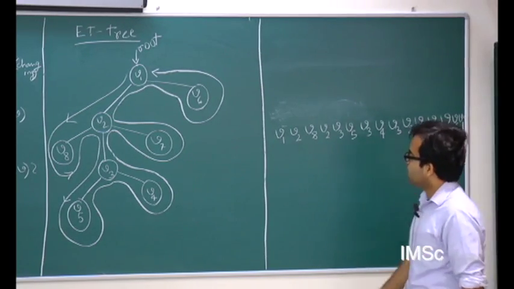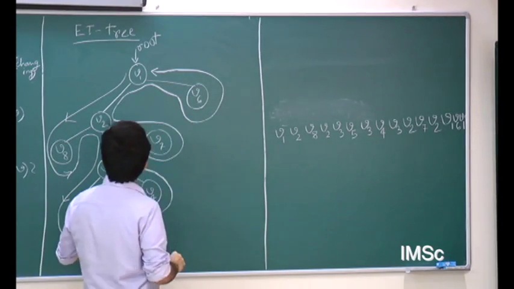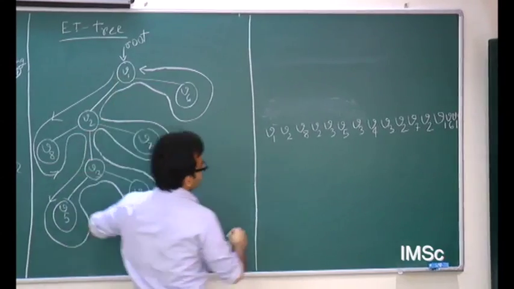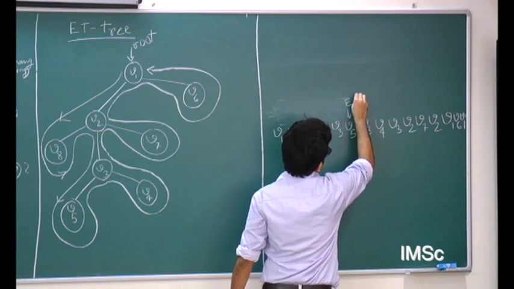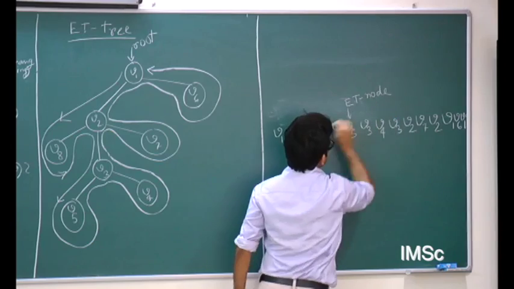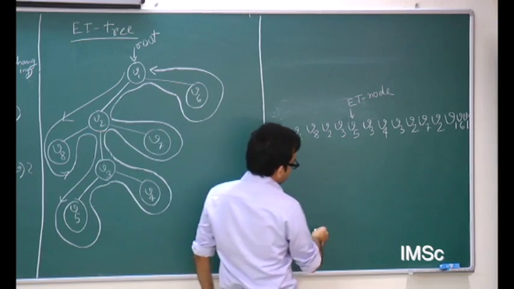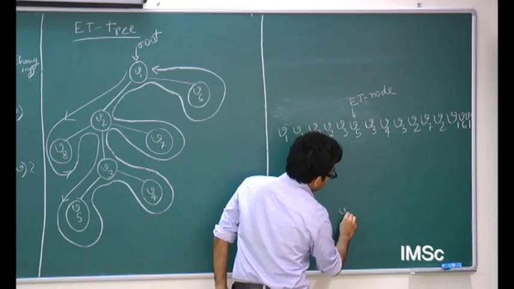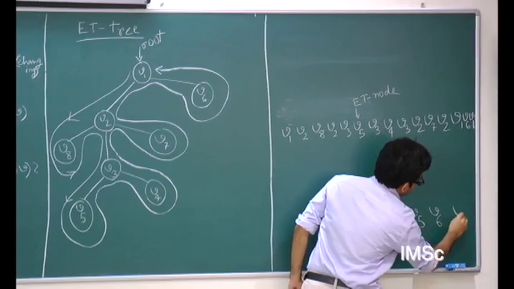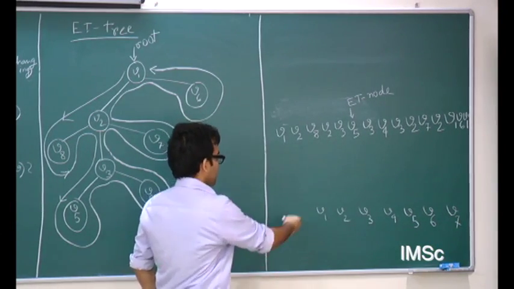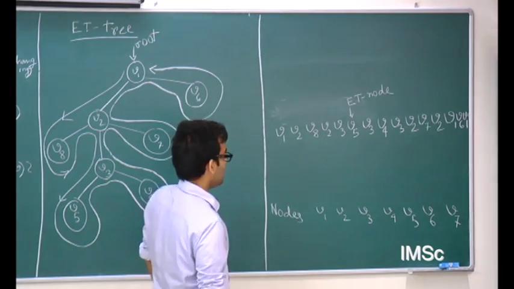Now, we are going to store this as a doubly linked list. Furthermore, let's look at one node. An entry here, we will call an ET node. So, these ET nodes are stored as a doubly linked list in this order. The next thing is, you are also storing the actual nodes somewhere. So, V1, V2, V3, V4, V5, V6, V7, and V8 is also there. These are the actual nodes.